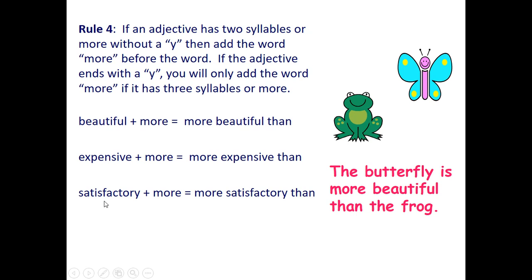Another one we have here is satisfactory. Man, there's a lot of syllables there. Satisfactory. Five syllables there. So you're not going to say satisfactoryer. It just doesn't sound very good. So we're going to put the word more out in front. We'd say that's more satisfactory than. So this is going to be for a lot of two-syllable words, but definitely if they have three or more, you're going to put that word more out in front.